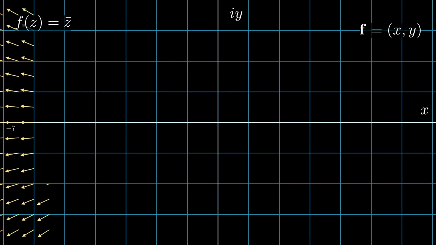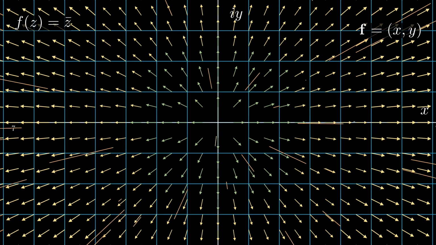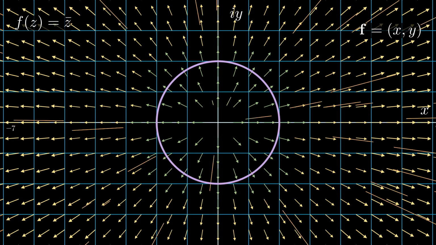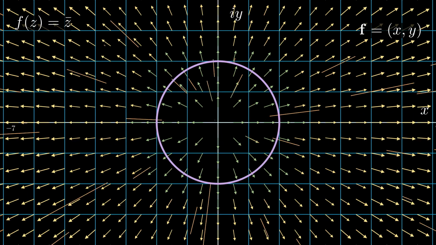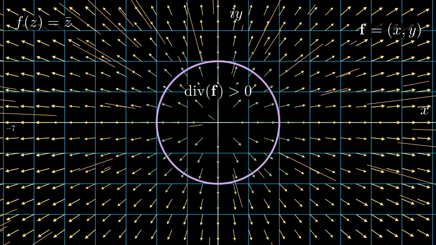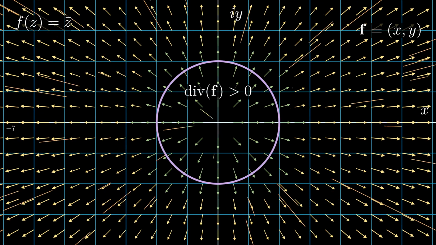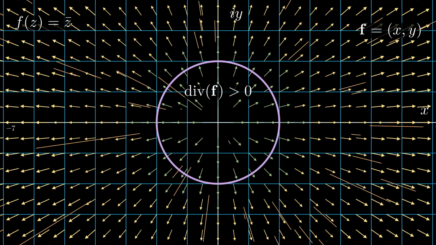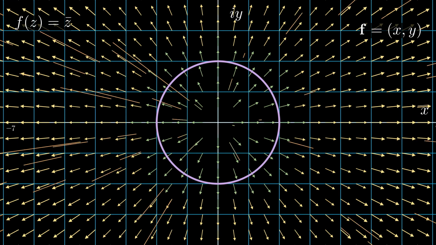Let's now consider a function that is clearly not analytic, in this case z bar. Notice off the bat that this vector field clearly has a positive divergence, meaning that this vector field acts like a source coming from the origin. Therefore, the net flux around this closed curve is non-zero, and therefore this function is not holomorphic.